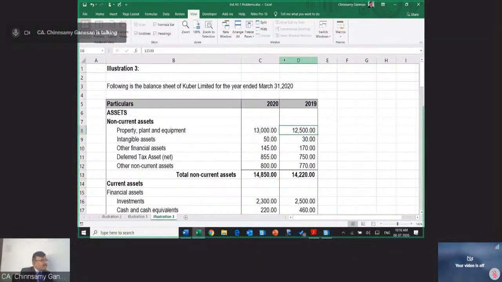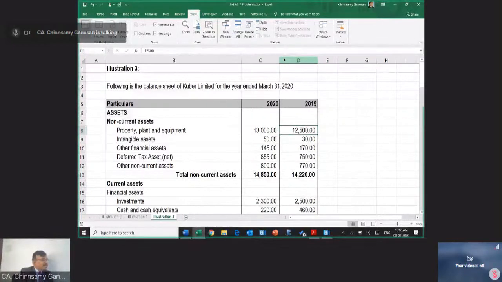Pooja is asking if Ind AS 7 is applicable only to standalone and also to consolidated. Very good point, Pooja. Actually, I missed mentioning that if an entity prepares a standalone financial statement as well as a consolidated financial statement, you have to prepare a cash flow statement for standalone and a cash flow statement for consolidated. Both have to be prepared and presented. Thank you, Pooja, for reminding me of that.